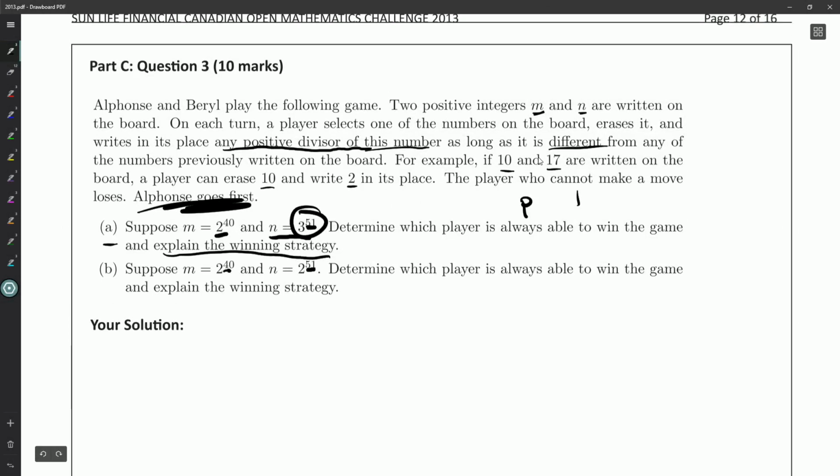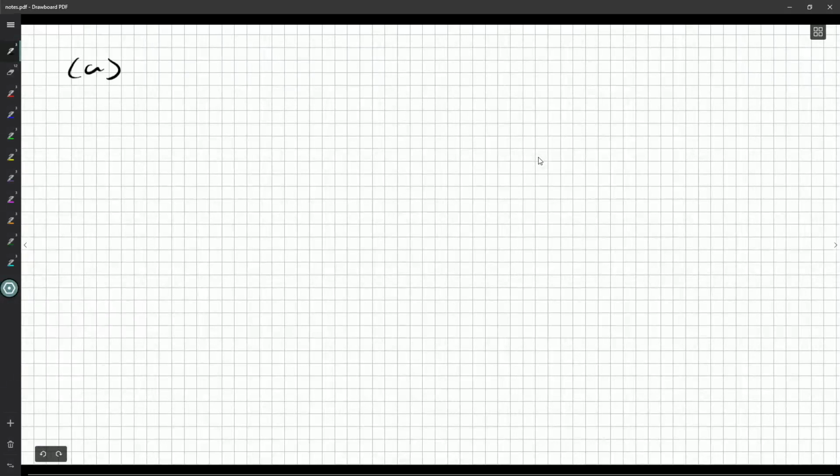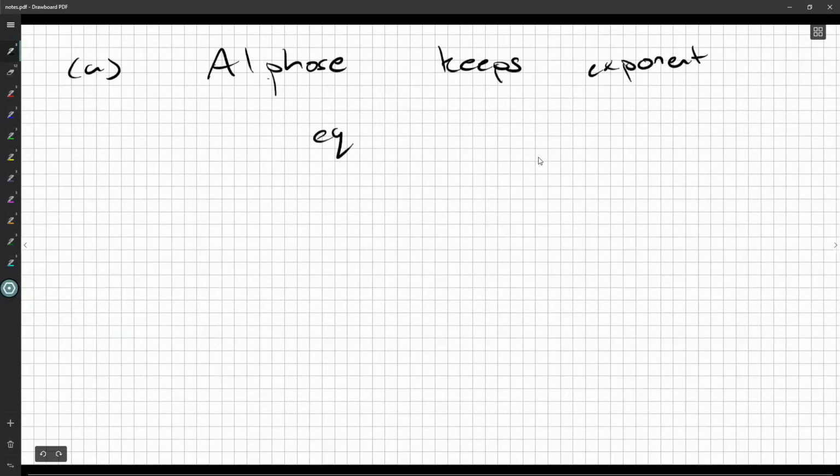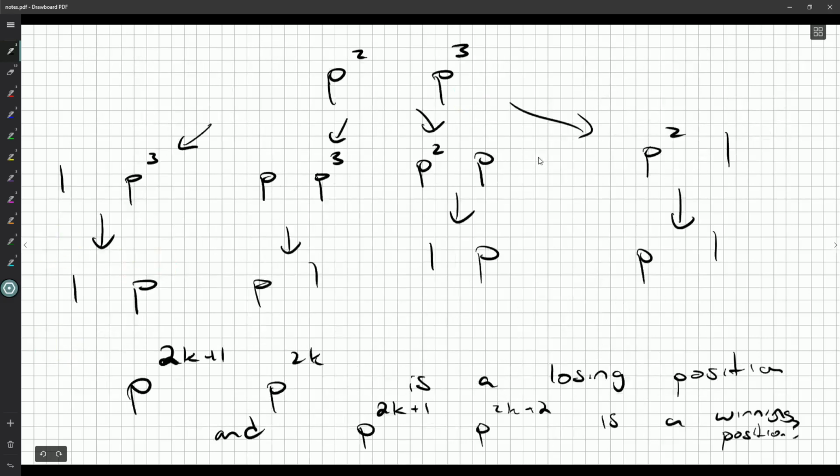Oh, we have to describe the winning strategy, don't we? I don't think I've described the winning strategy for either one. So for A, well, technically I have because I've described the win-loss states, but for A, what was it? Alphonse keeps exponents equal until he's given 2 squared, 3 squared, no, 2 cubed, 3 cubed. Wait, hold on. What was the winning strategy in part A?